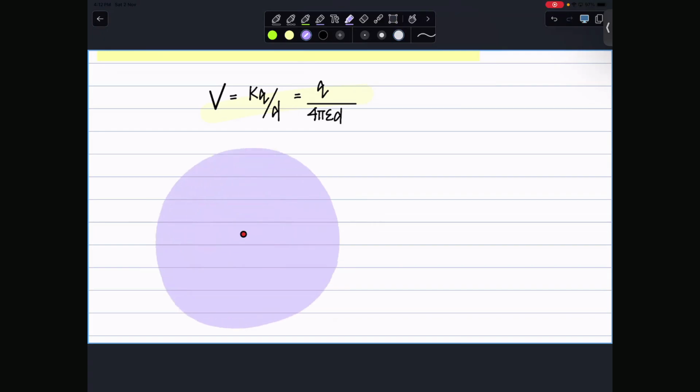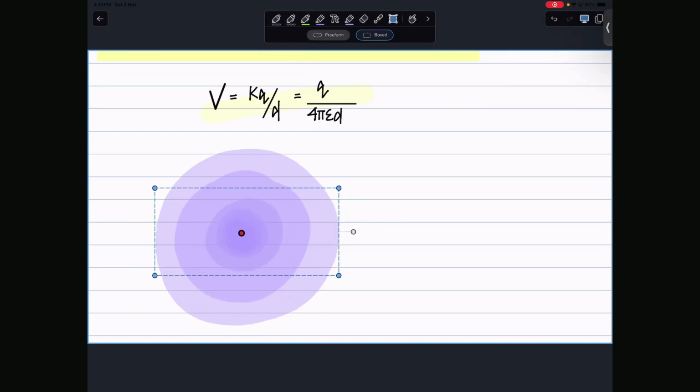Is it uniformly distributed, or is it different in different places? Different in different places, right? Where is it strong? Where is it weak? Right, so it is something like this, okay? It's very strong near the charge, and the further you go away, what happens to it? It becomes weak, right? So this is the electric field out there.